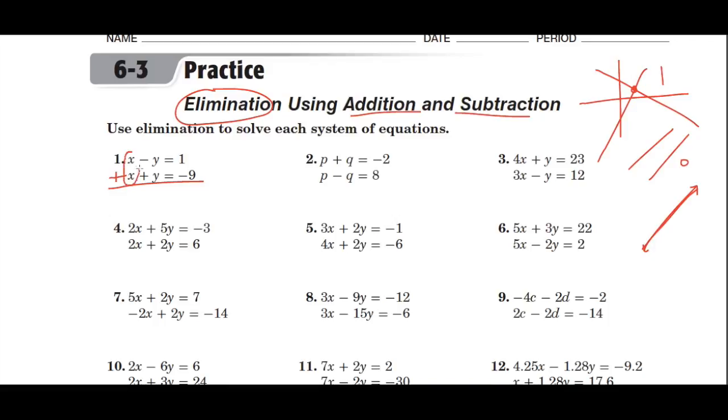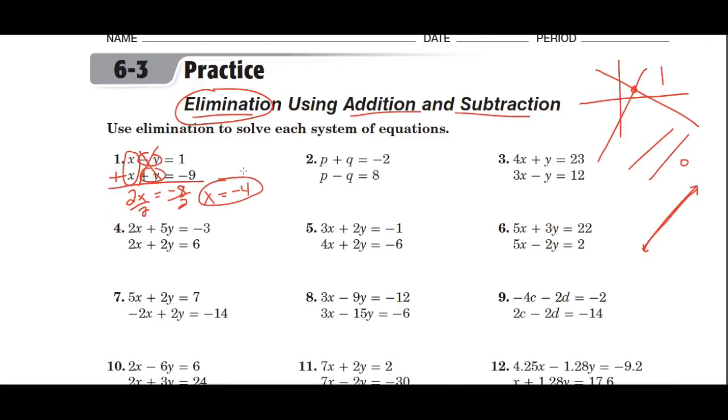What's 1x plus 1x? We get 2x. What's negative y plus positive y? That's 0, hence the name or strategy elimination. We're eliminating the y's so we can solve for x. What's 1 plus negative 9? That's negative 8. And then when we divide by 2, we find out that x is equal to negative 4.